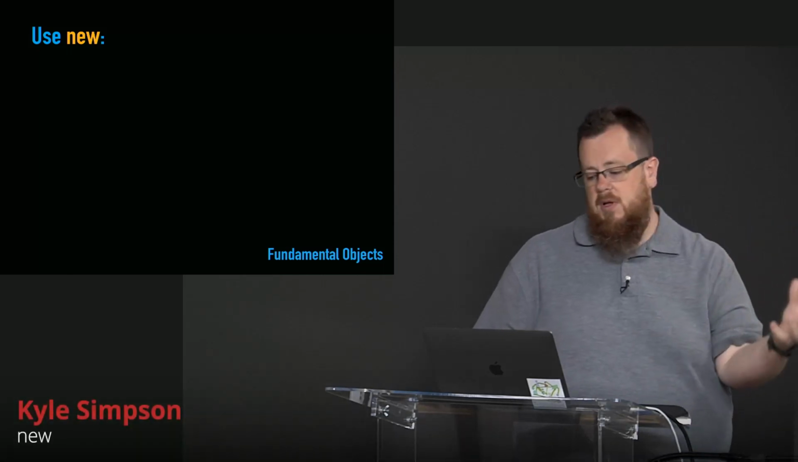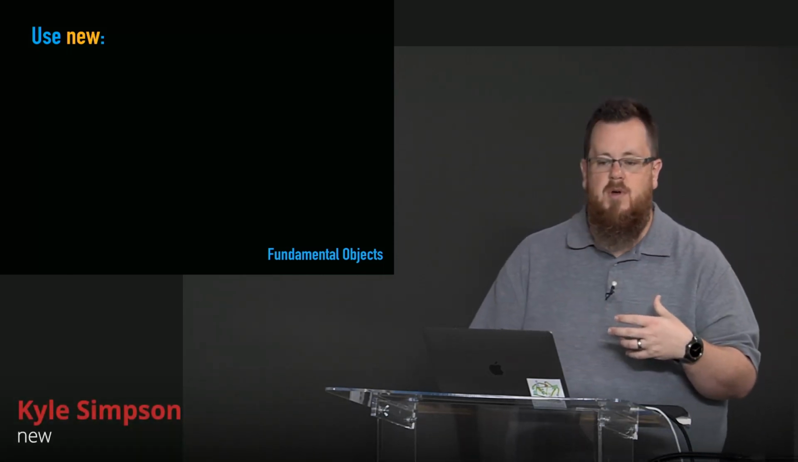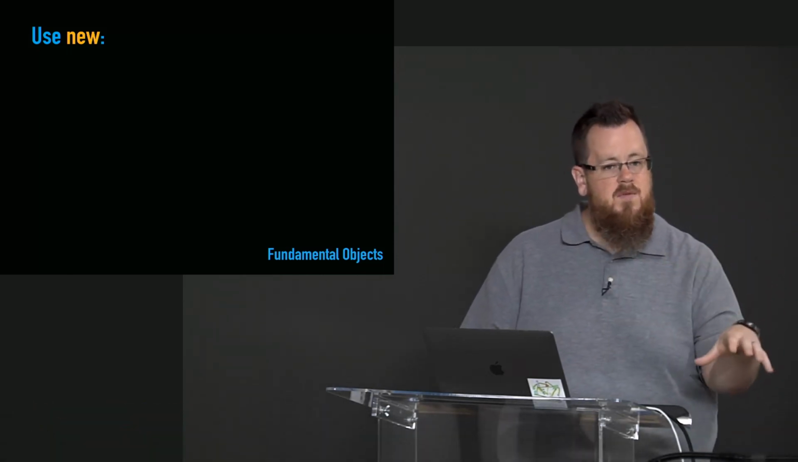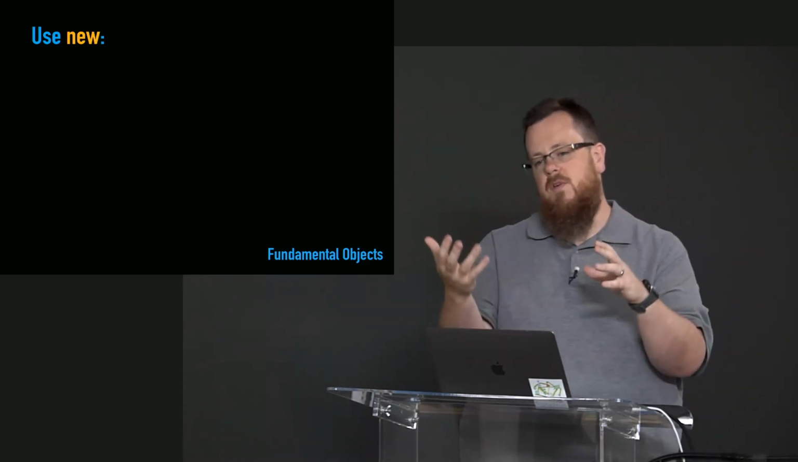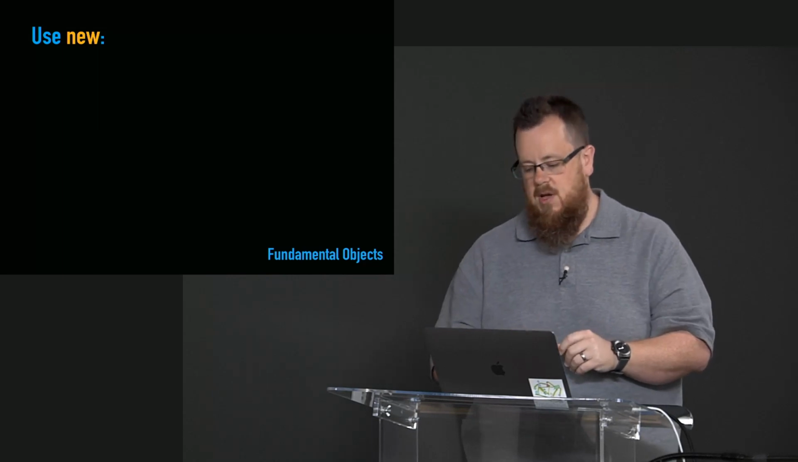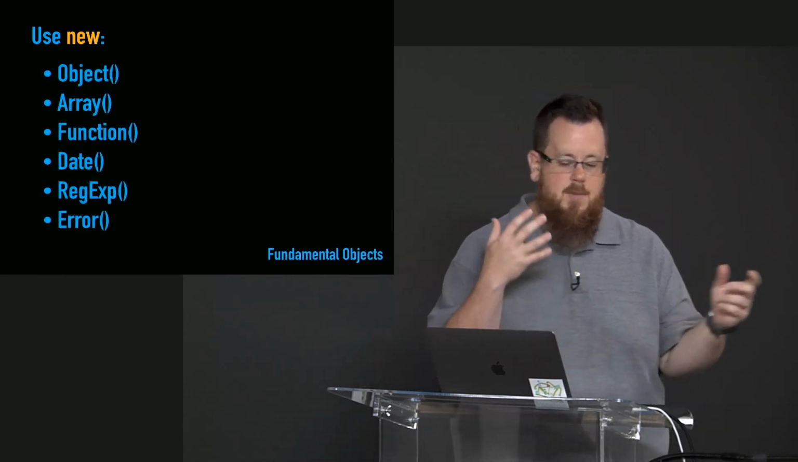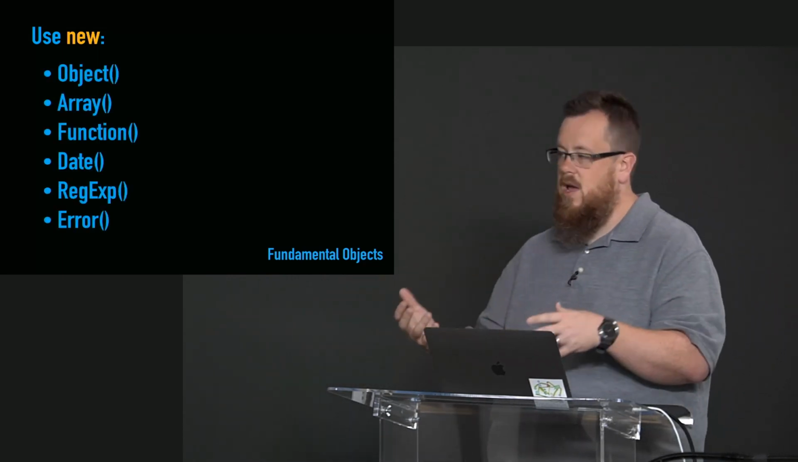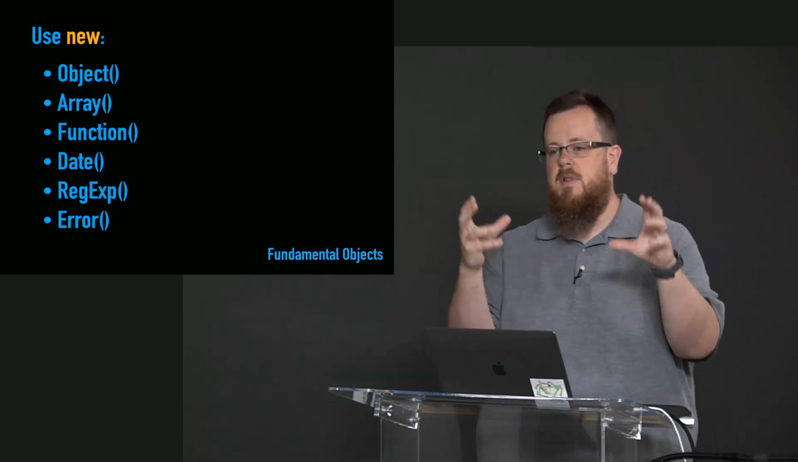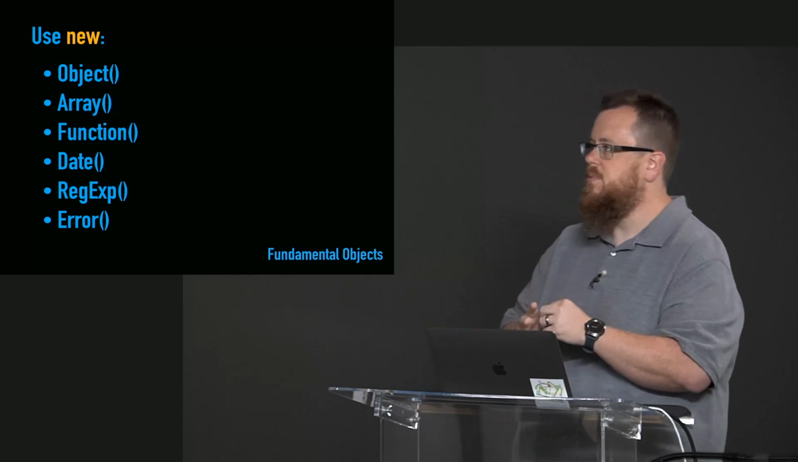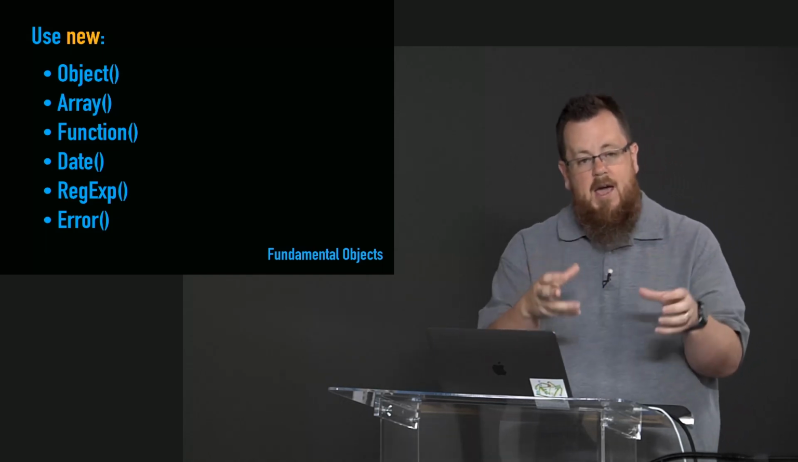Now, there are built-in fundamental objects that we want to look at, and many of these historically were kind of copied from a language like Java, and that's why they all have capital letters, like capital O Object and capital A Array and capital F Function. Those look like the class names from a language like Java or maybe C++. And in JavaScript we have those.